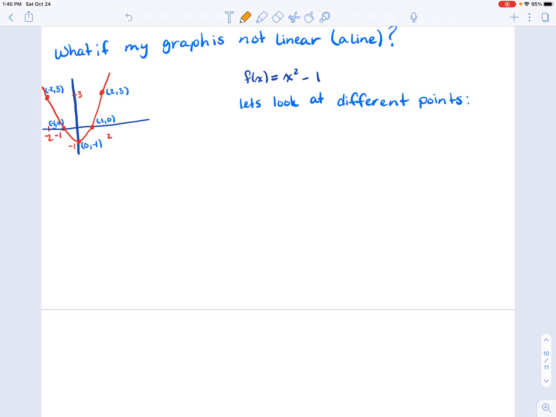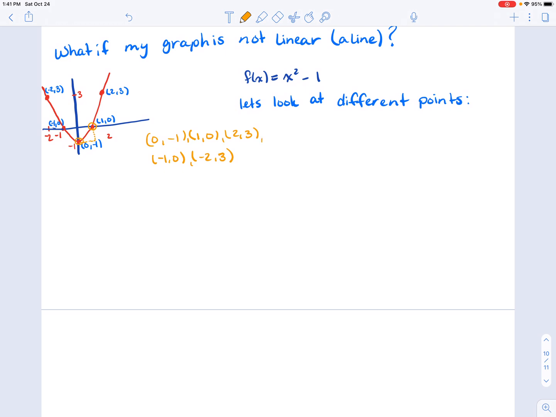So the first points I'm going to look at, the difference between this point and this point here. We have the points (1, 0), and then (0, -1), and then another point, (2, 3). I have other points of (-1, 0), and then (-2, 3). So I have different points to choose from here.